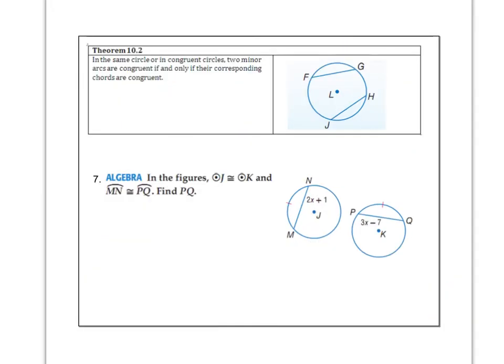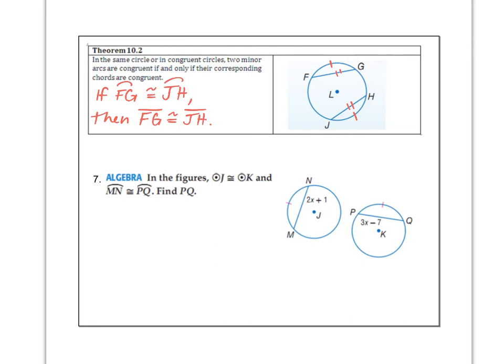Next theorem. In the same circle or congruent circles, if 2 minor arcs are congruent, then their corresponding chords are congruent. So imagine this arc and this arc are the same length, then this chord and this chord will also be the same length. So if arc FG is congruent to arc JH, then segment FG will be congruent to segment JH. Love that. That's a good geometry sentence.